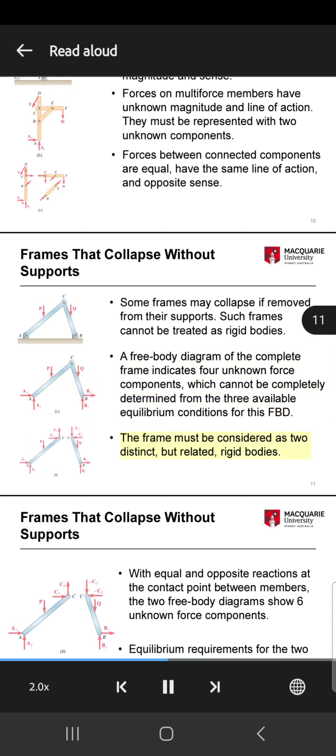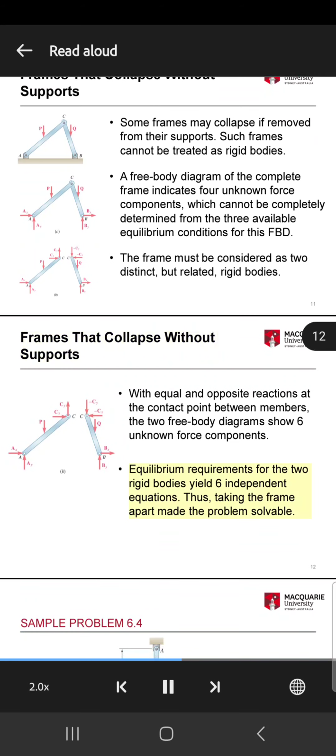Free body diagram of the frame. The frame must be considered as two distinct, but related, rigid bodies. Frames that collapse without supports. Equilibrium requirements for the two rigid bodies yield 6 independent equations. Thus, taking the frame apart made the problem solvable.